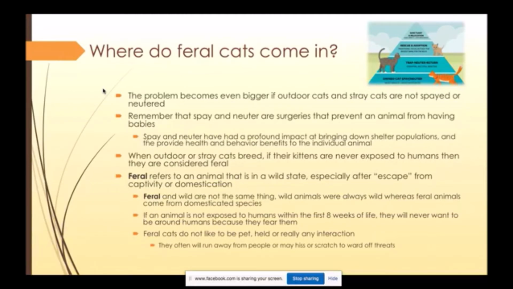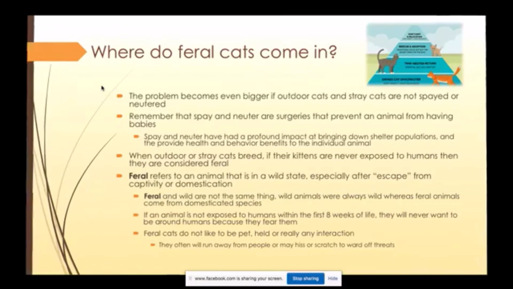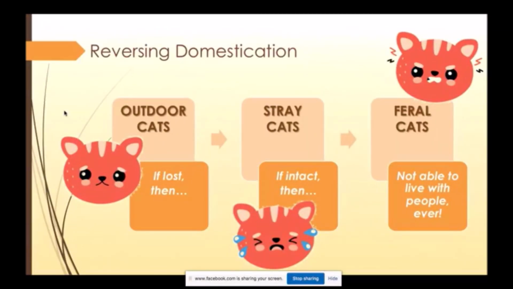It's very important to understand that feral is undoing that human-animal bond to a certain extent and causing the cats to never want to be around people. So we don't want that to happen. If we weren't letting cats outdoors unsupervised, then we wouldn't have stray cats that are not spayed and neutered that have babies that become feral. So if we take a look at the next slide, you can kind of see that it's a process.